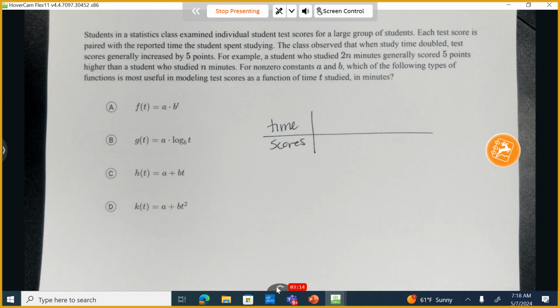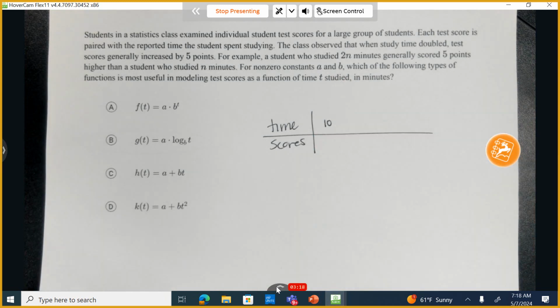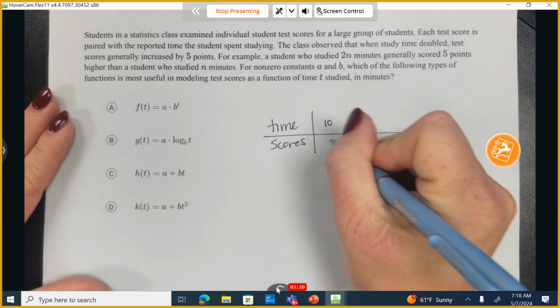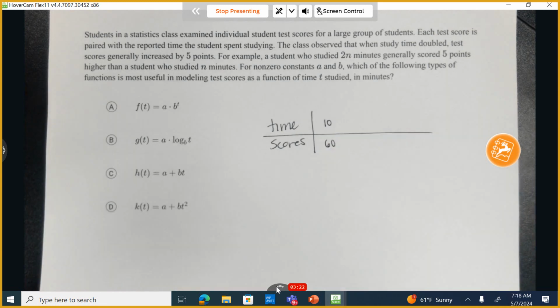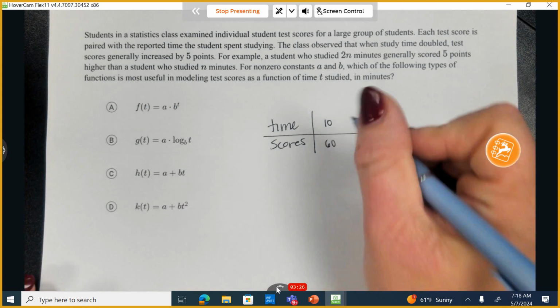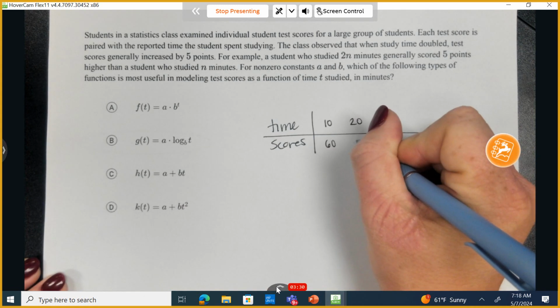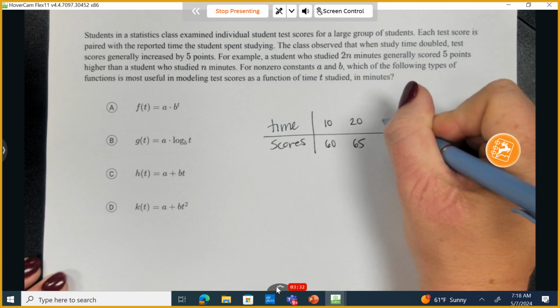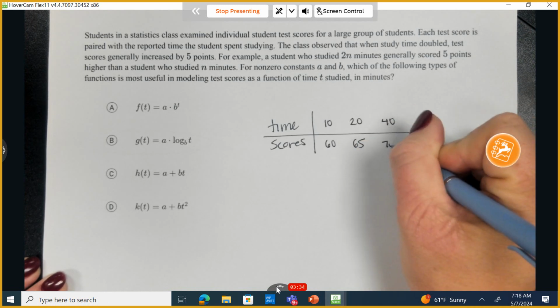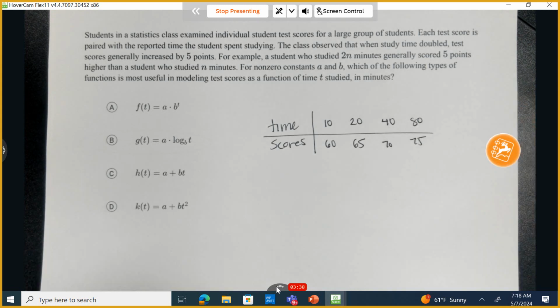So let's just come up with an example here. Let's say you study for 10 minutes. I'm just going to make that up. And let's say your score is a 60. Now, if you double that study time, you'd be up to, now doubling is what? 20, but your score would only be at 65. Now if you double again, you'd be at 40 minutes and up to 70. If you double again, you'd be up to 80 minutes and you'd be up to 75.